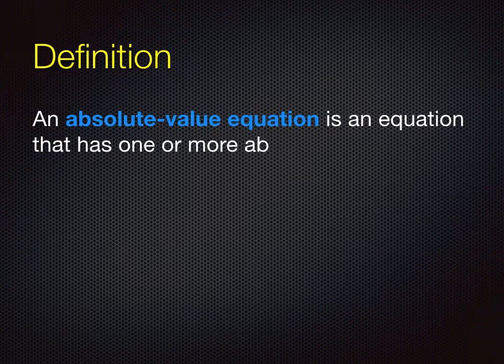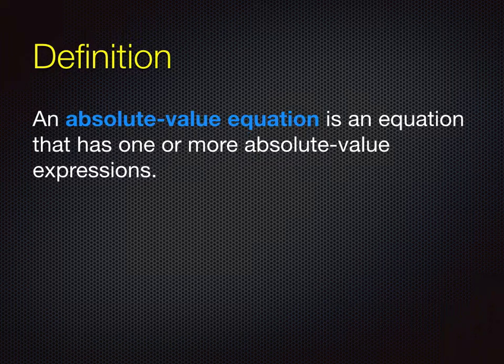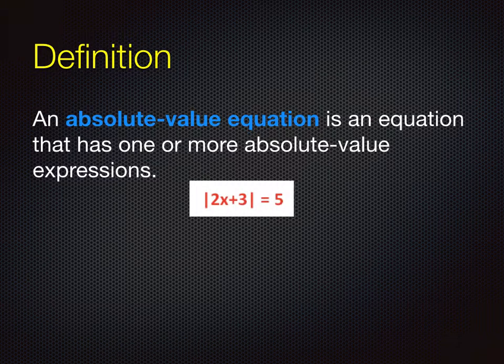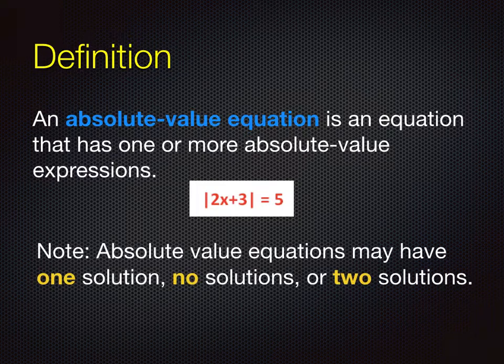An absolute value equation is an equation that has one or more absolute value expressions. Here's an equation. The absolute value of 2x plus 3 is equal to 5. We'll note that absolute value equations might have one solution, no solutions, or two solutions.